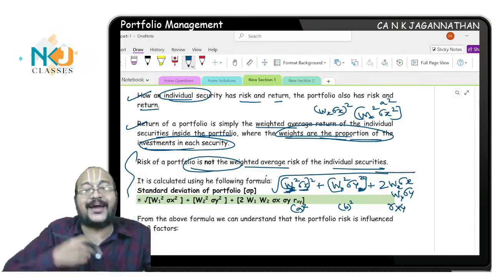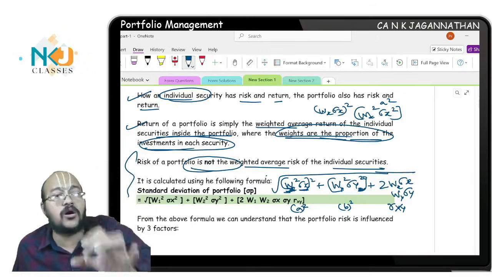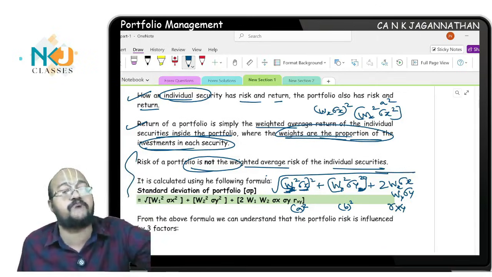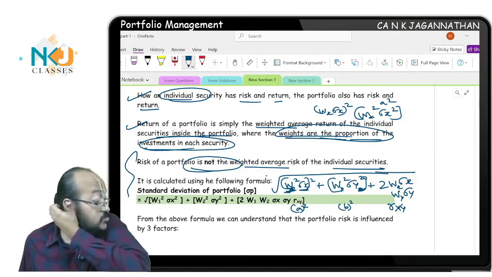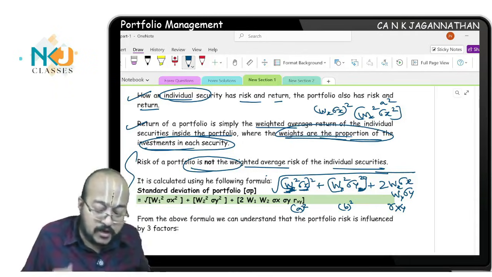This alone you will add, but all the remaining things are same. A square plus b square, just substitute. Correlation will be there. For that also I explain the logic, because correlation will have the impact when you construct a portfolio. So apart from proportion and individual securities risk, correlation will also have the impact.